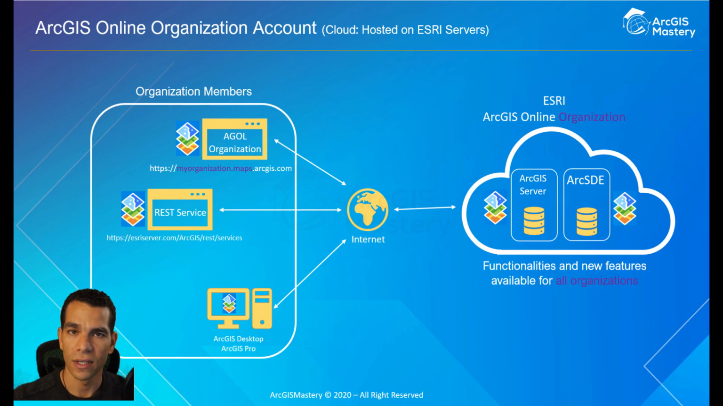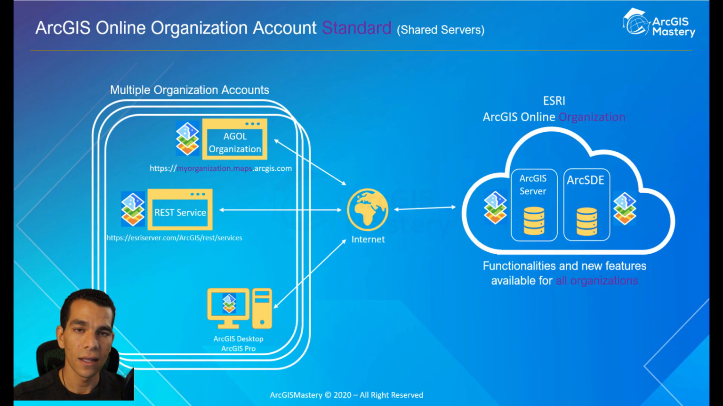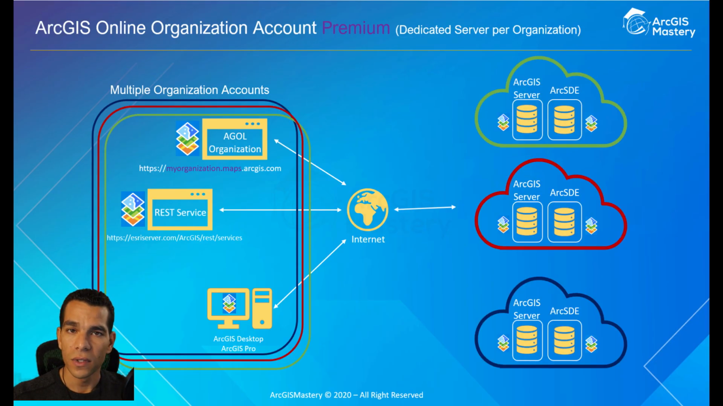And on your organization account, you still have the same functionalities that everyone else has. So if I have my own organization account and you have your own organization account, when Esri does any updates for ArcGIS Online, I will be able to see these updates and you will be able to see these updates as well. So right now there are two types of ArcGIS Online Organization Account. The first one is standard and the second one is premium. The difference between them is just about whether you have your own dedicated servers or not.